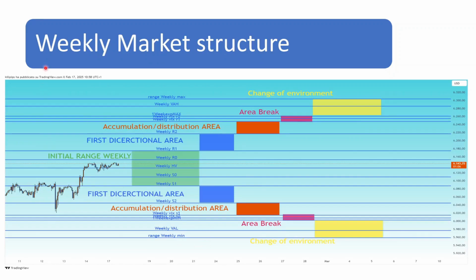Let's go to the next slide where I show you a little bit of the weekly market structure as I see it. So in this area here, I consider it the initial range. Obviously, if we break it upwards, we will have a first directional area that indicates that the price during the week, and in this case, because we are talking about weekly levels, is taking a direction. And then they arrived at the weekly R2.